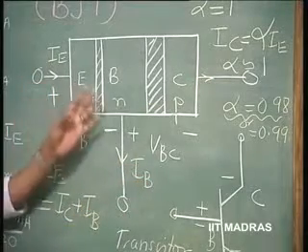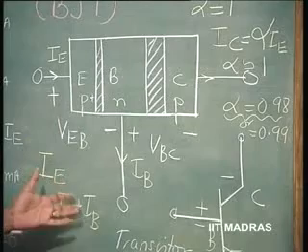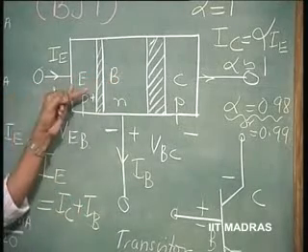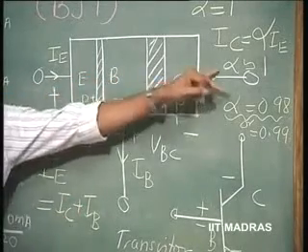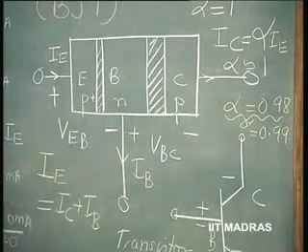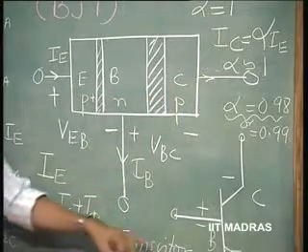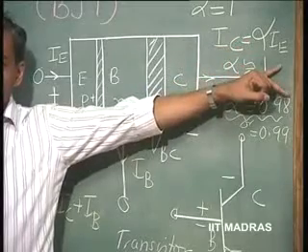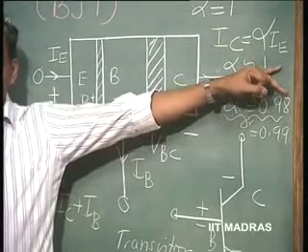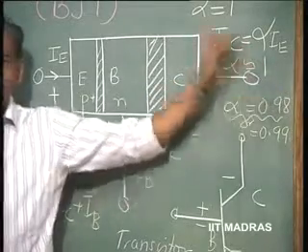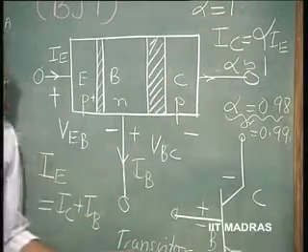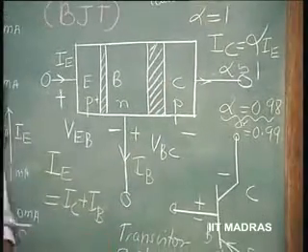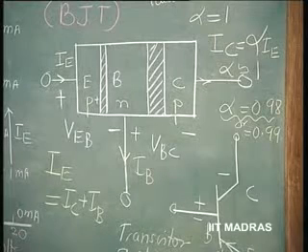So, this is Kirchhoff's law. This has nothing to do with transistor action. In this node, emitter current is always equal to collector current plus base current. What is transistor action is IC is equal to alpha times IE. In an ideal case, alpha is equal to 1 and IB is therefore equal to 0.